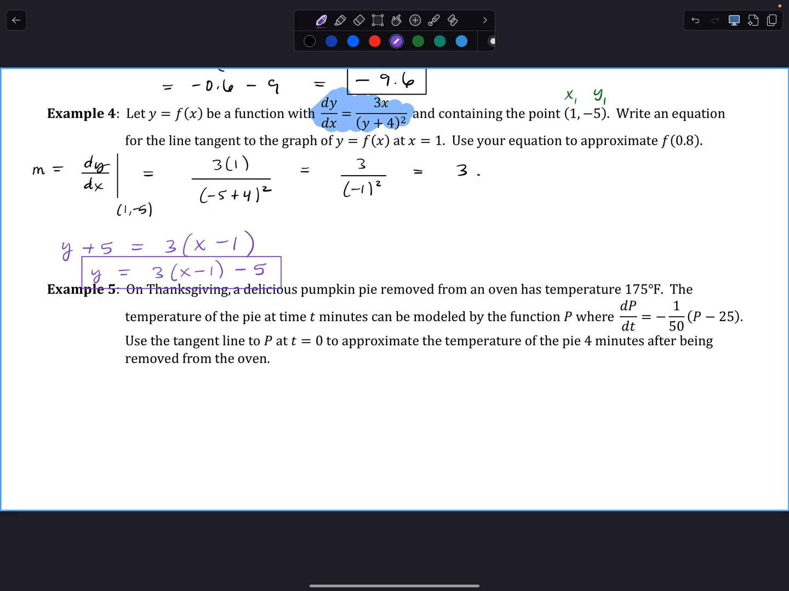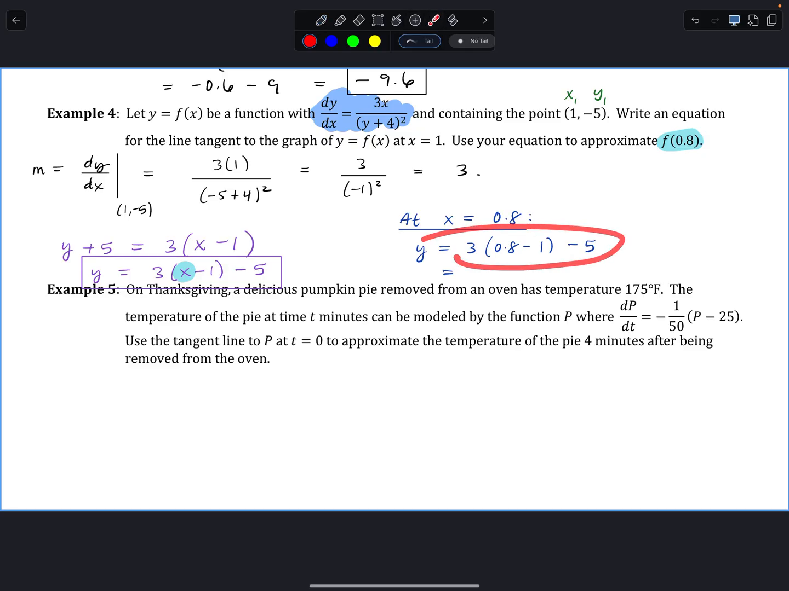Okay, everybody okay? So now what am I going to do? Plug in what number? 0.8. So I'm going to use this to plug in right there. So then at x equals 0.8, y is equal to 3 times 0.8 minus 1 minus 5. If you guys wrote this and then wrote your answer, I'm cool with that. Okay, but I'm going to show more work just because I'm your teacher. Negative 5.6.